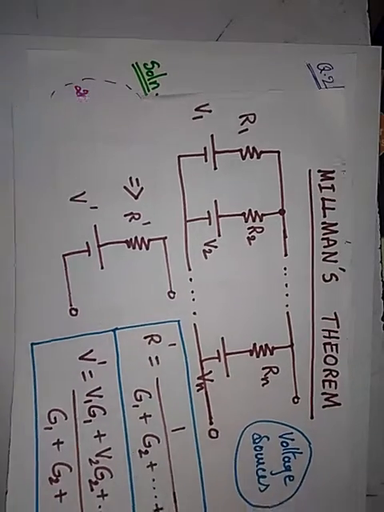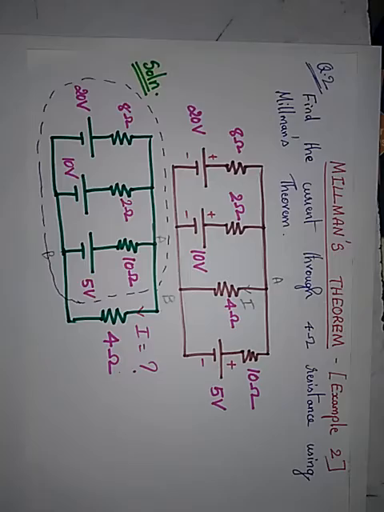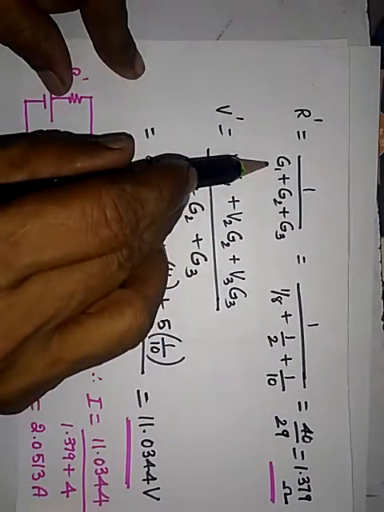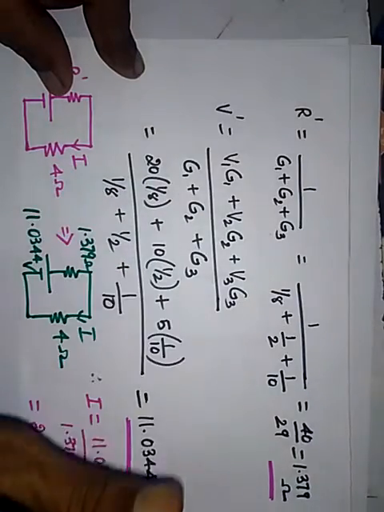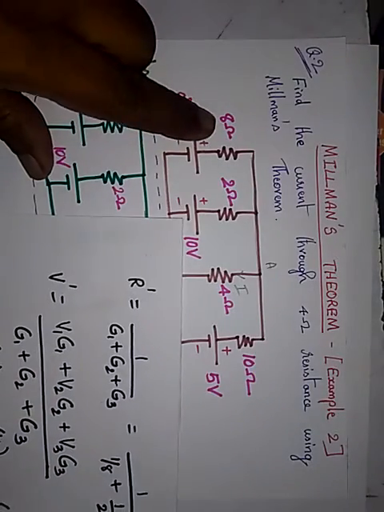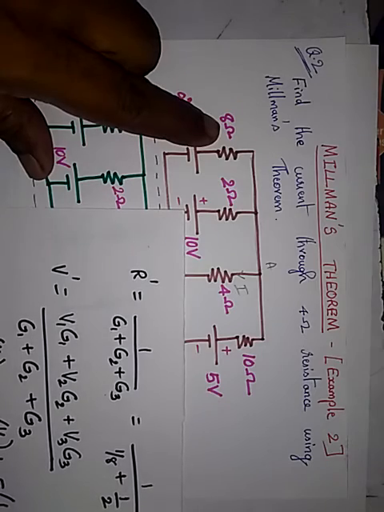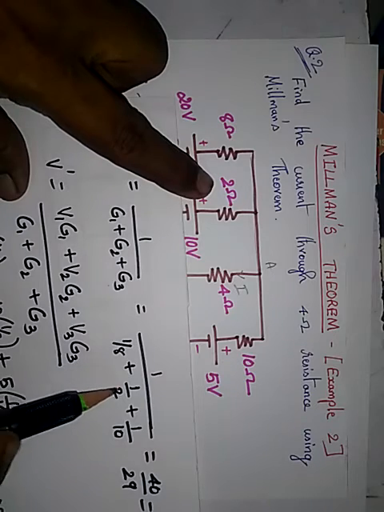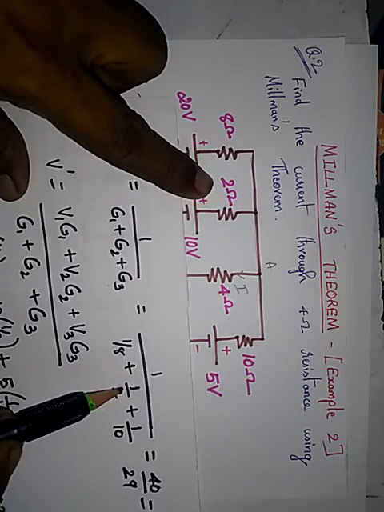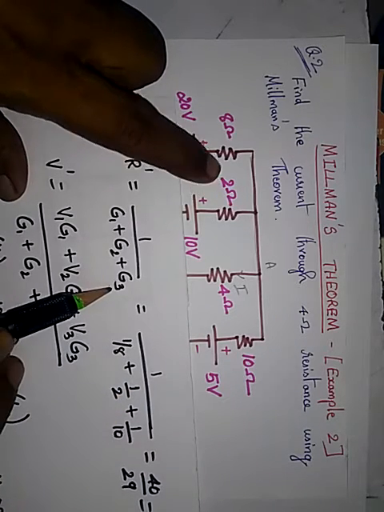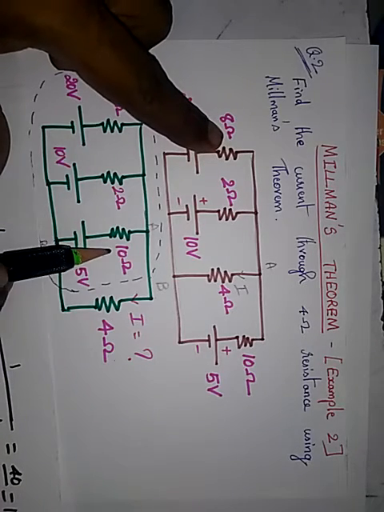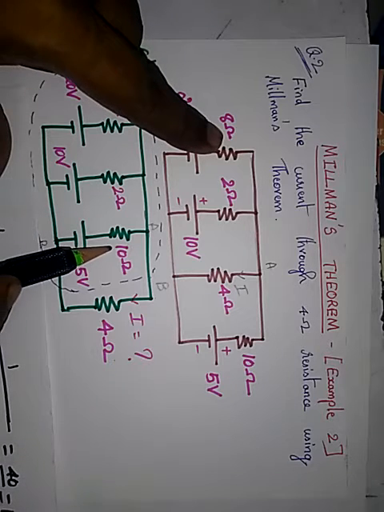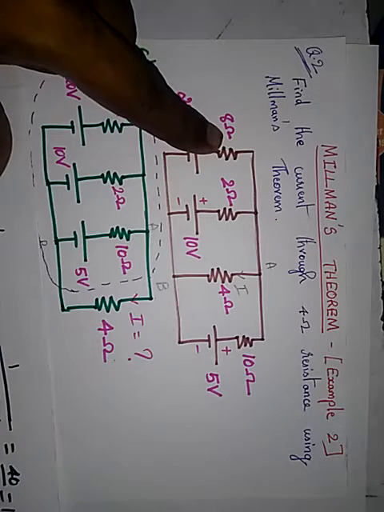Now let us solve the problem. Okay. Now we have to find R dash. R dash is 1 by G1 plus G2 plus G3. 1 divided by, what is G1? You have resistance 1 as 8. So G1 is 1 by 8. That's what we have written here. We have 2 ohm resistance, therefore G2 is 1 by 2. Then we have to write G3. R is 10 ohms. Therefore G3 is 1 by 10.